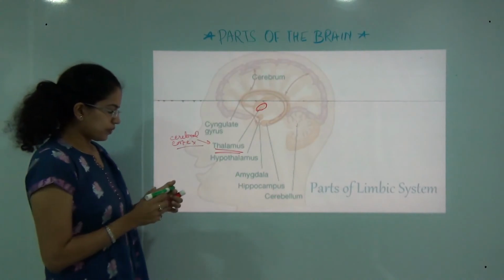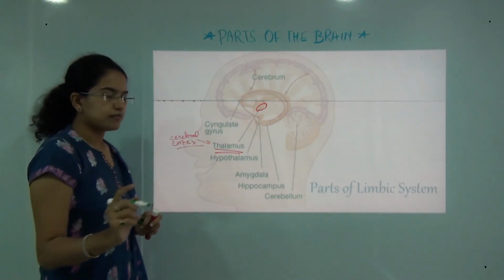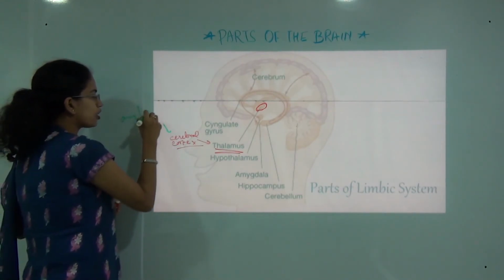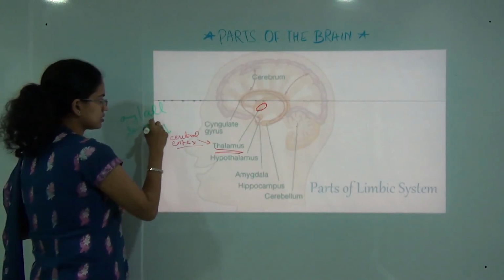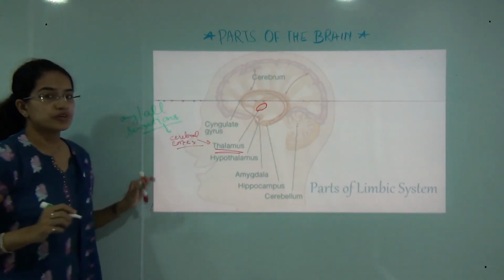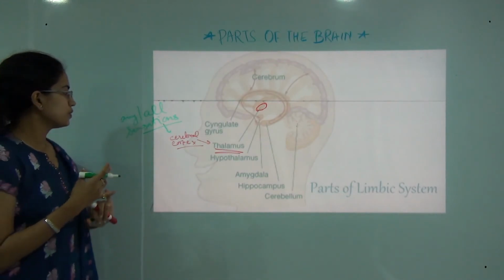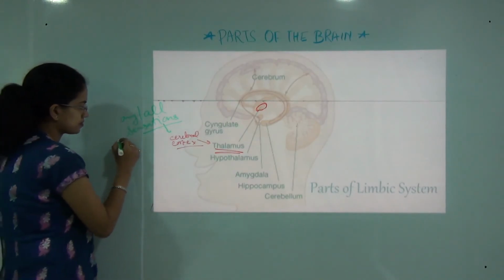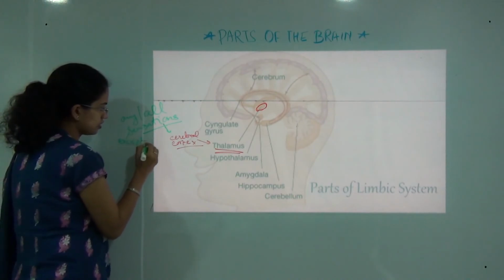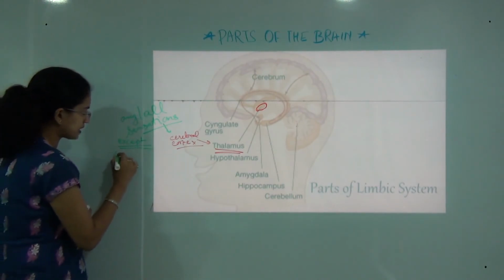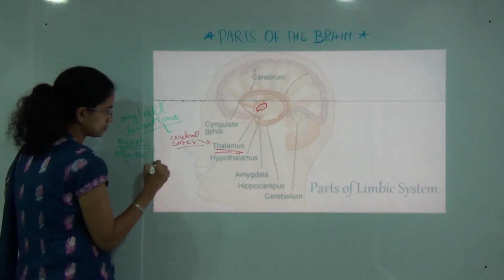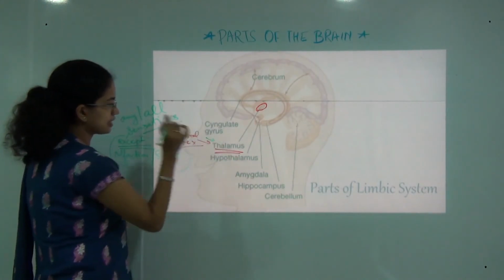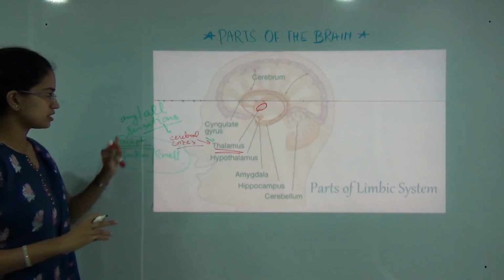A very important point to note here is that damage to the thalamus can lead to loss of any or all sensations, except, which sense? It's the sense of olfaction, or smell. So except this, damage to the thalamus can lead to loss of any or all sensations in the body.